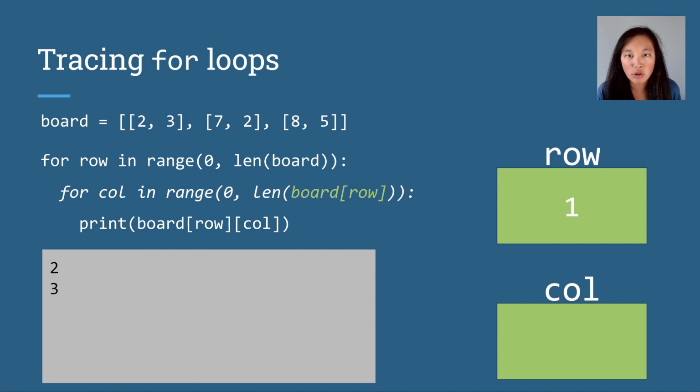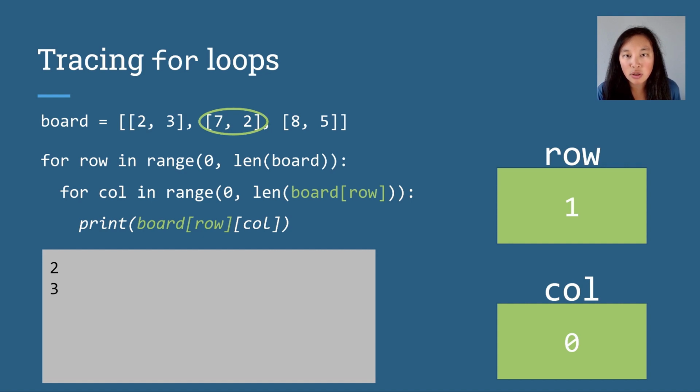So what is board of row now? We are going to get the item at index 1 inside of board, so it's going to be this list. Now, call is going to be the range of 0 to the length of this list, which is 2. So it's going to go from range 0 until 2. So now call is going to be 0 again. So then we go inside of this for loop and do print board of row call.